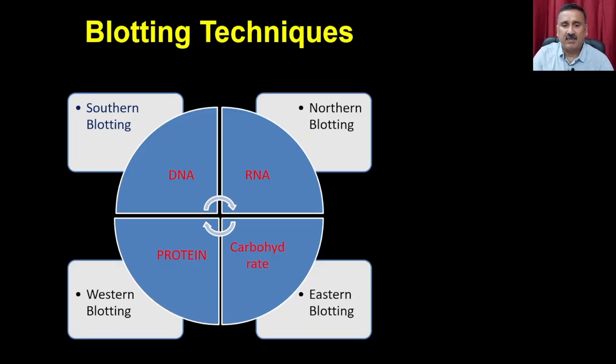So now in today's lecture, we are going to discuss another blotting technique, and that is called the Northern blotting. Northern blotting is being used for detecting a particular RNA in the RNA pool. Mostly it is being done for the messenger RNA. So you would like to answer which particular type of messenger RNA is being present.